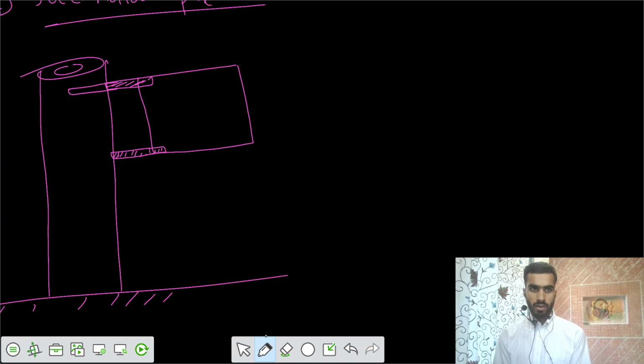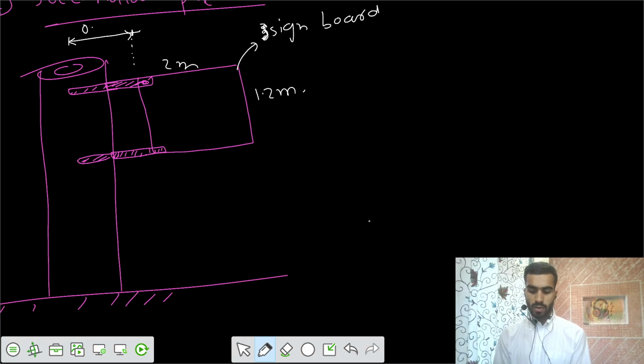Actually, it should be up to the center. Let's say one signboard has been attached here. Now this is your rectangular signboard of dimensions 2 meter cross 1.2 meter, and we call this length up to the end an offset from the central line. This is the central line of that pole.